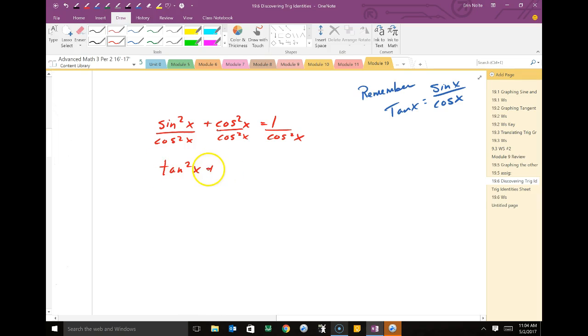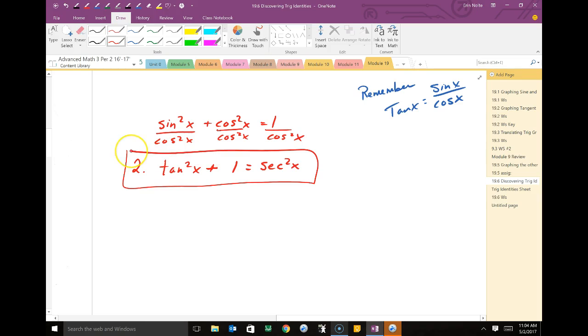The second term, we have cosine squared over cosine squared. What would that reduce to? 1, because it's the same over the same, right? What about 1 over cosine squared? What would that become? What trig identity is the reciprocal of cosine? Secant. So it would be secant squared of x. This is the second Pythagorean identity, so write that down in your notes.